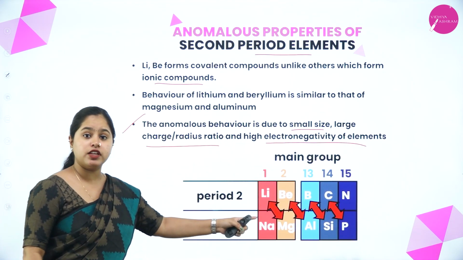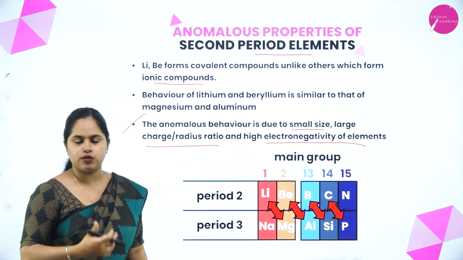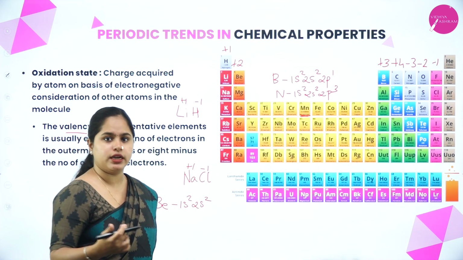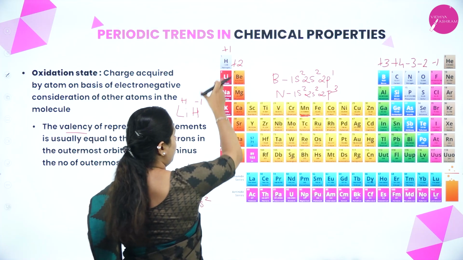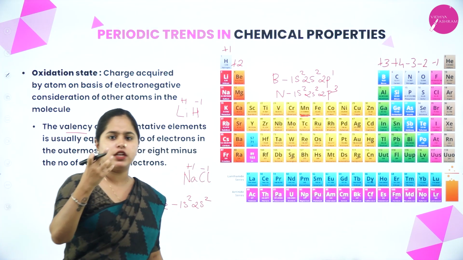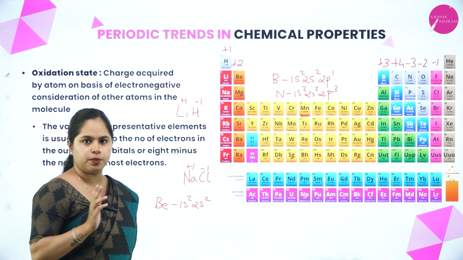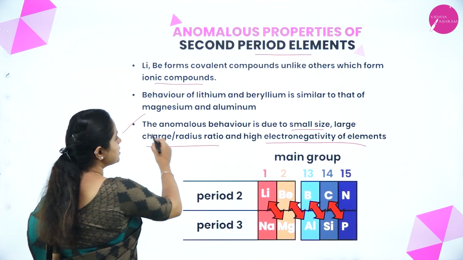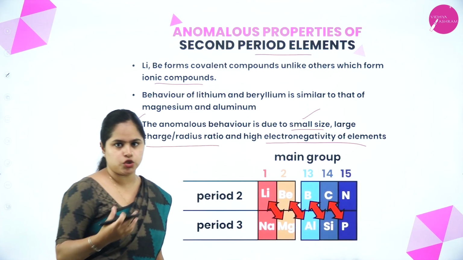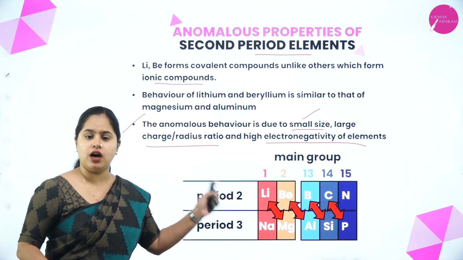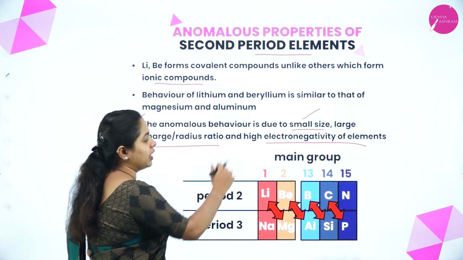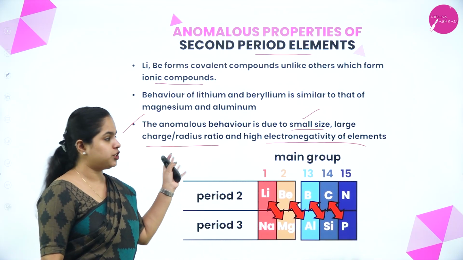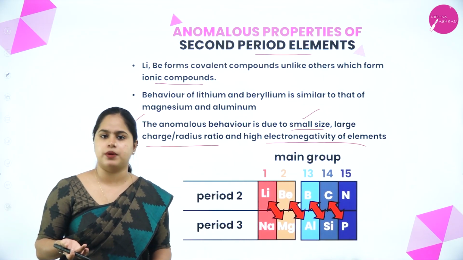So anomalous behavior is due to small size. We know that as we move down the group, the size will increase, and as we move along the period, the size will keep on decreasing. So you can imagine lithium and beryllium, being on the top of the periodic table, will have very, very small size. Only 2 shells are present there, 1s and 2s. So one reason is the small size, another reason is the large charge to radius ratio, and also the high electronegativity of these elements. What exactly are the properties which show these anomalies, you will be studying in the upcoming chapters.